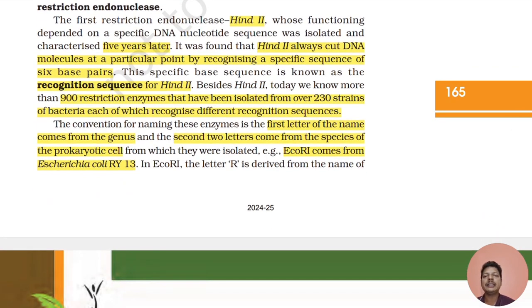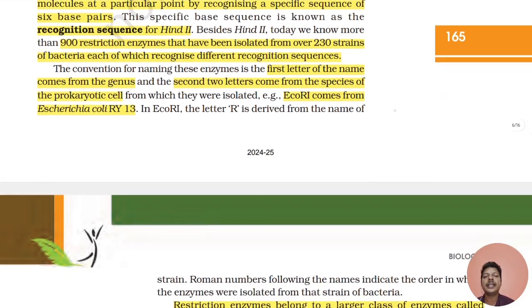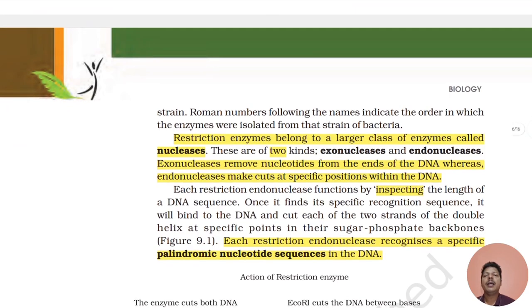And coming to the naming of the enzyme, the first letter of the name comes from the genus, the second two letters come from the species of the prokaryotic cell. That is, EcoRI comes from Escherichia coli RY13, while the R is derived from the name of the strain, and the Roman number following the name indicates the order in which the enzymes were isolated from the strain of the bacteria.